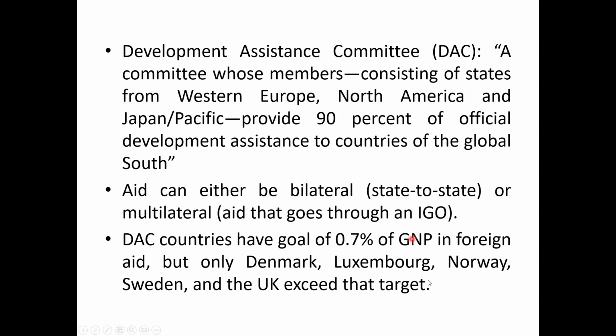So DAC countries have a goal of 0.7% of the gross national product in foreign aid, but only Denmark, Luxembourg, Norway, Sweden, and the UK exceed that target. So of all the other countries in Western Europe, North America, Japan, Pacific, your DAC country members, they're supposed to meet 0.7%, but other than those 5 countries, none of them have met that target. And other than the UK, Denmark, Luxembourg, Norway, and Sweden aren't among your largest economies. So it's fantastic that they made the 0.7 target.